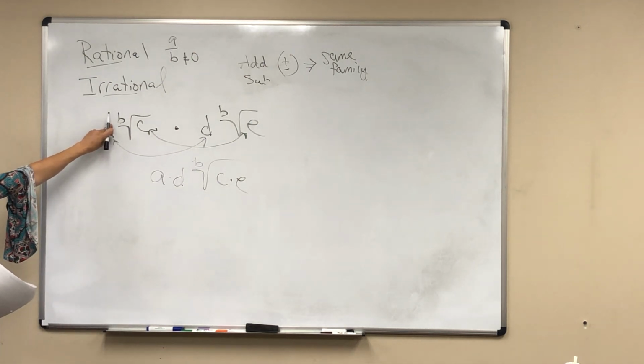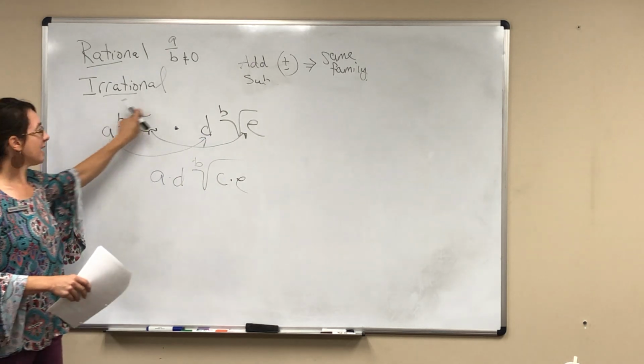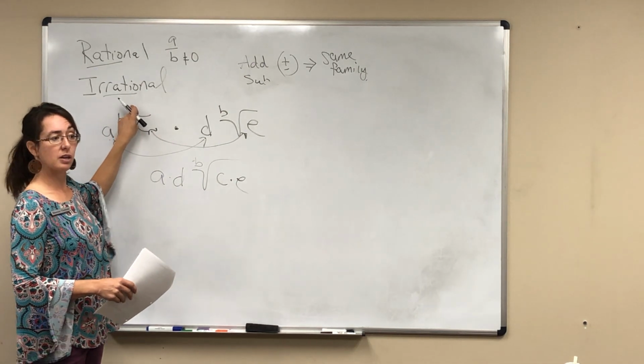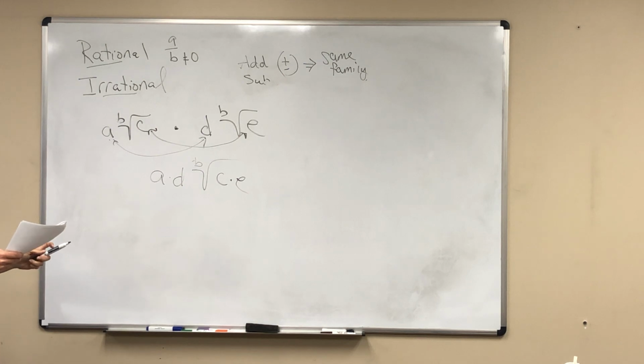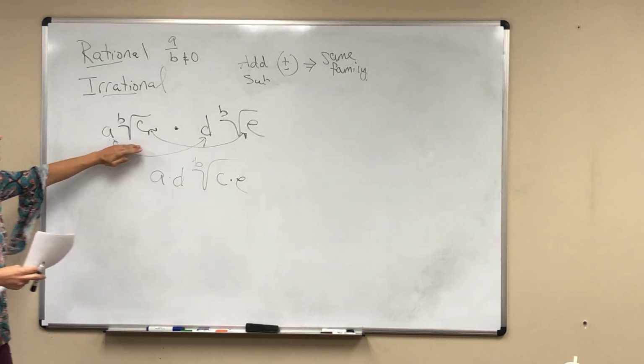What if the roots aren't the same? If the indexes are not the same, you cannot multiply them together. Can you multiply the A and D? No, you can't do anything because this is connected.